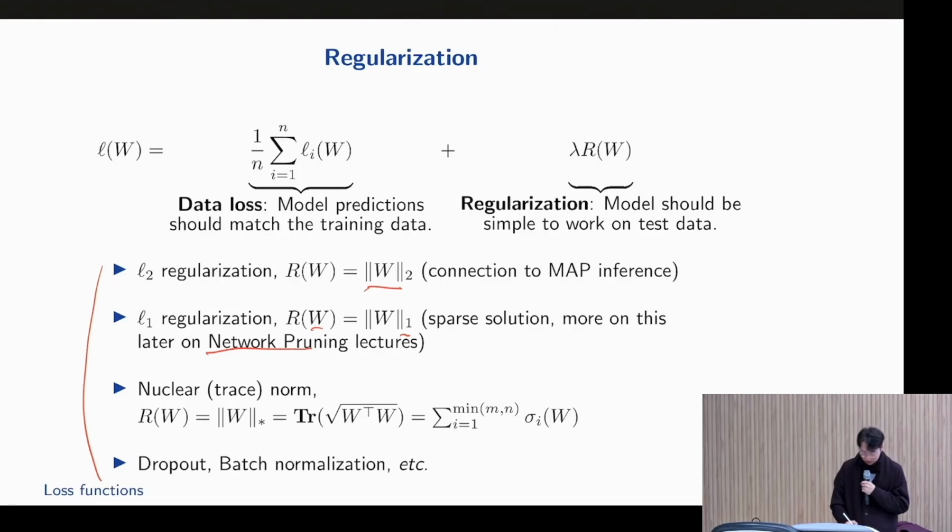Another famous norm is the nuclear norm, or trace norm. It's nothing but the sum of the singular values of the matrix. You can interpret this as the L1 norm on the singular value vector, which leads to sparsity among the singular values. So this is going to lead to low rank solutions.